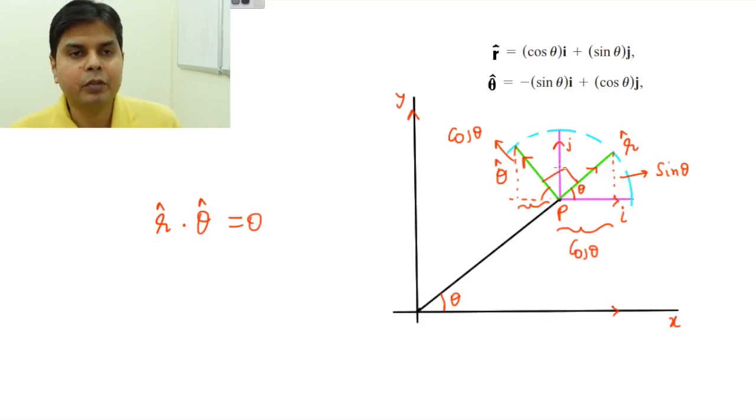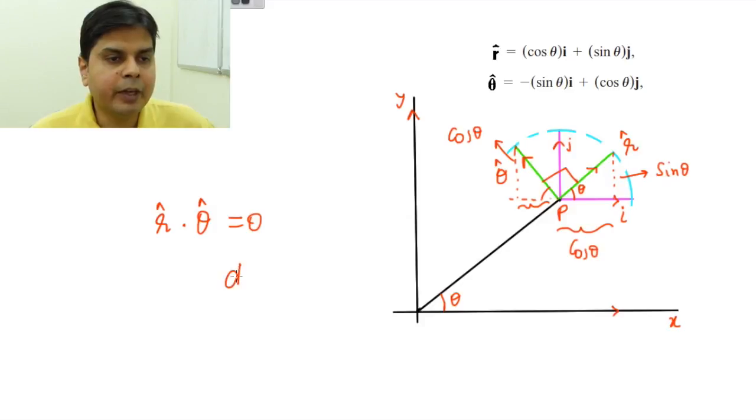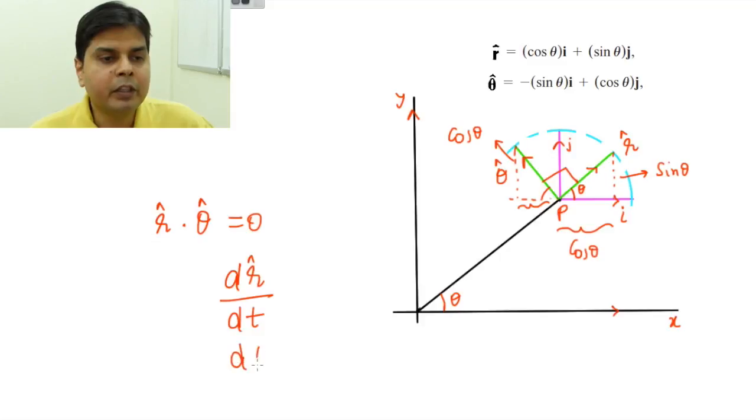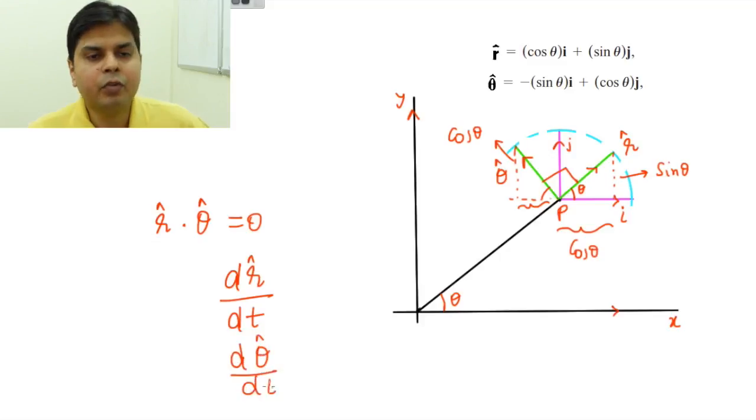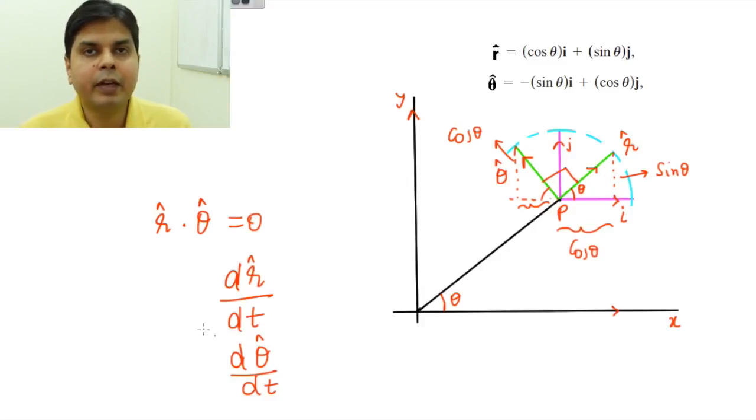Now that we have finalized my r cap and theta cap, we have to find the time derivative of these two vectors, like d r cap by dt. What will be the derivative of this vector with respect to time? Similarly, what will be d theta cap by dt? Now you can ask, why do you need them? We need them because we have to find the velocity vector and acceleration vector, and when we are finding the velocity vector, we are differentiating position, and in that position this r cap is there. That's why we need d r cap by dt.